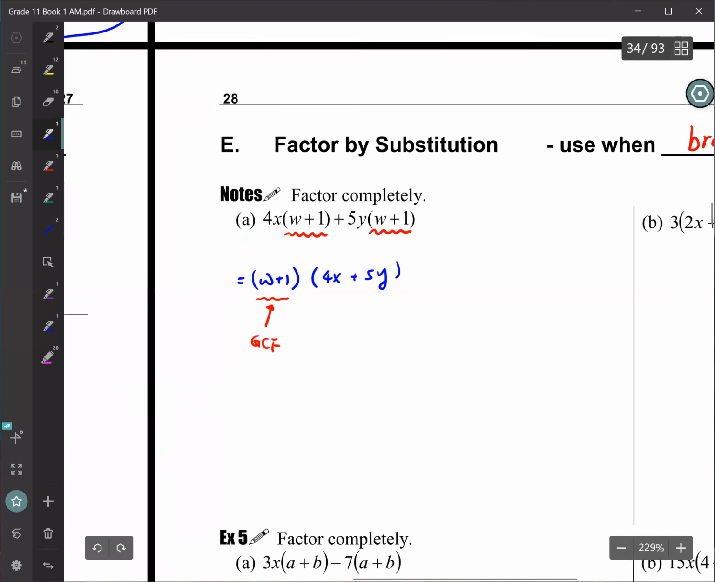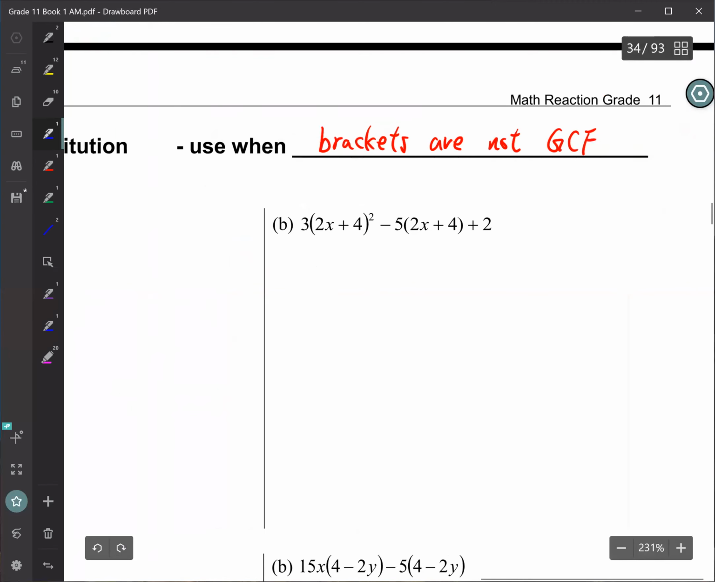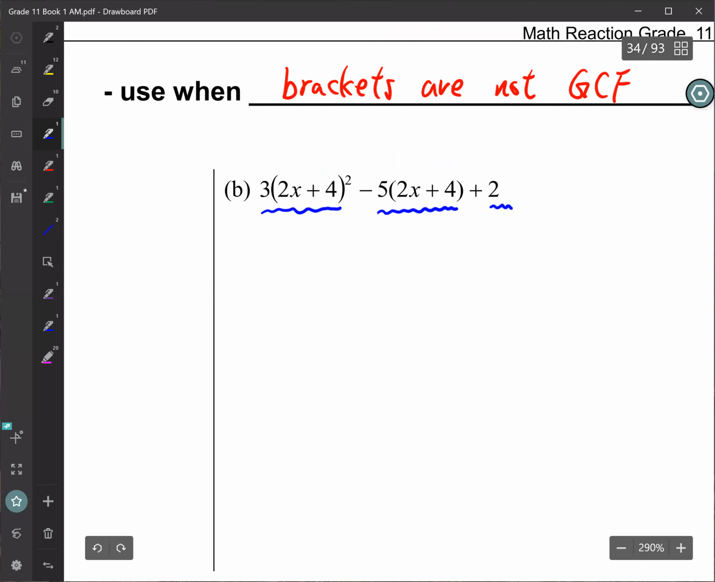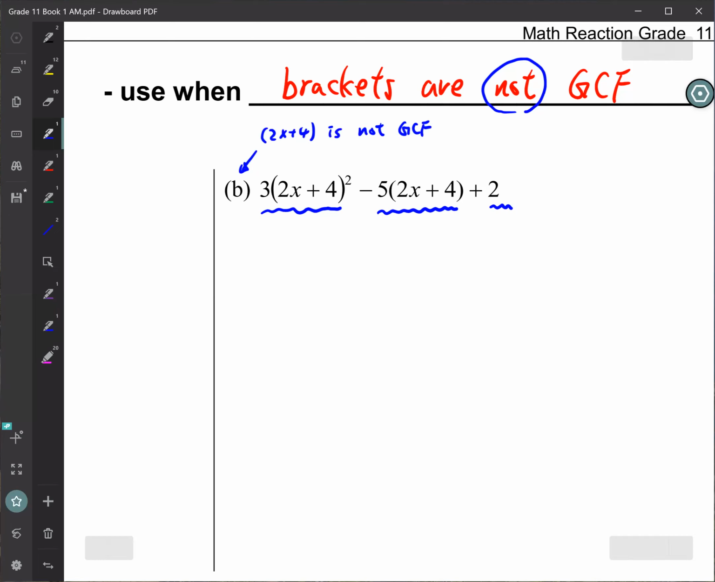Now you move on to the next one, okay? The question on the right side. Okay, you have brackets as well, right? So brackets, you see the first term has the 2x plus 4. Second term has 2x plus 4 as well. But then the third term, it doesn't have 2x plus 4. So you cannot just take 2x plus 4 out, okay? So this one is the one where the bracket is not the GCF. So we can label this one, okay? 2x plus 4 is not GCF. So this is the time you need to use substitution, okay?